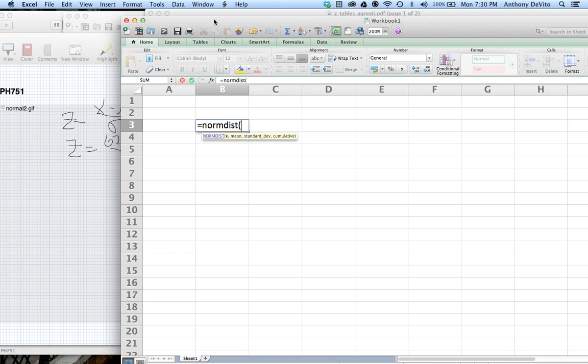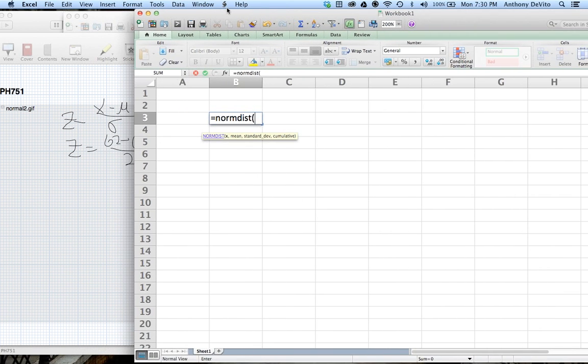So in our problem, what was the value x? 62, right? Comma, what was the mean? 63. Comma, what was the standard deviation? 2. I'm going to do another comma. Now cumulative. Cumulative is either going to be true or false, or yes or no.